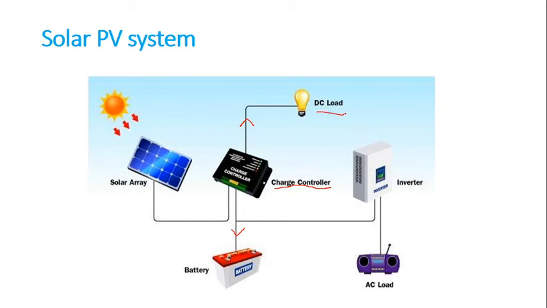But if we have an AC load like our domestic appliances, at that time we require one inverter, so the current from the charge controller is directly fed into the inverter, and from the inverter our AC loads are also operated. So this is how our solar PV system works.